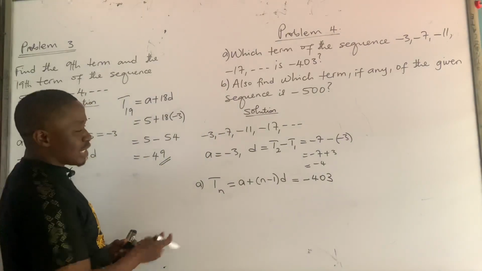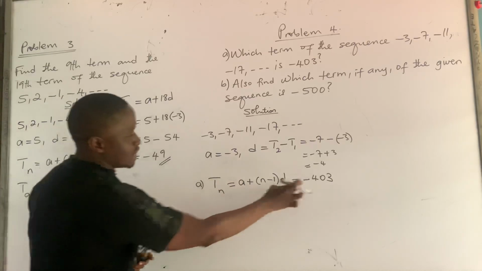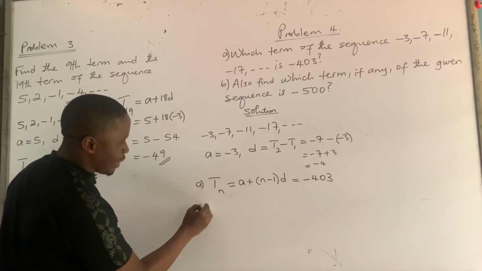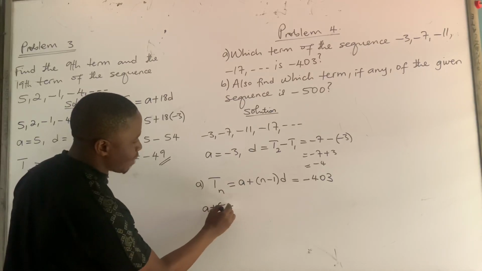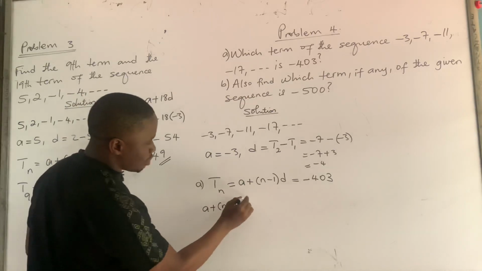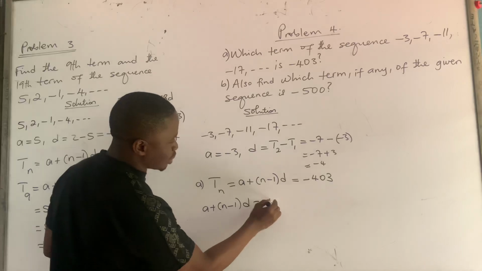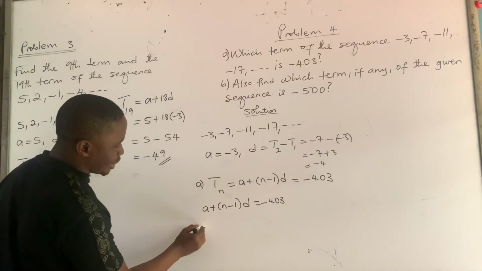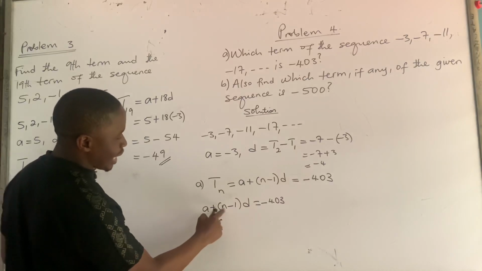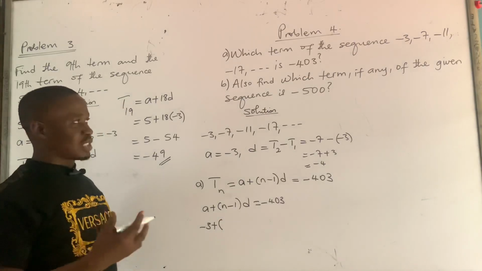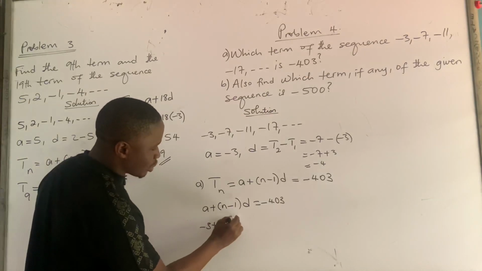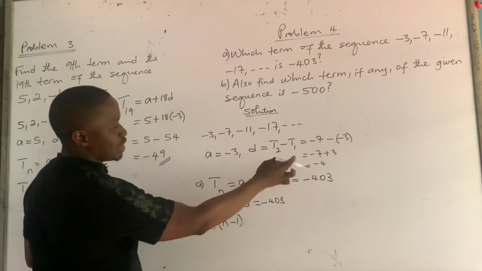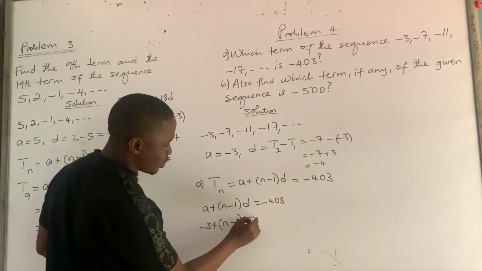So in that case, this one here is already this. So instead of this one, this is what we write. We say A plus (n minus 1) multiplied by d equals minus 403. So A is minus 3 plus n. We want to know how many terms. So n minus 1, this is d. The common difference is minus 4.